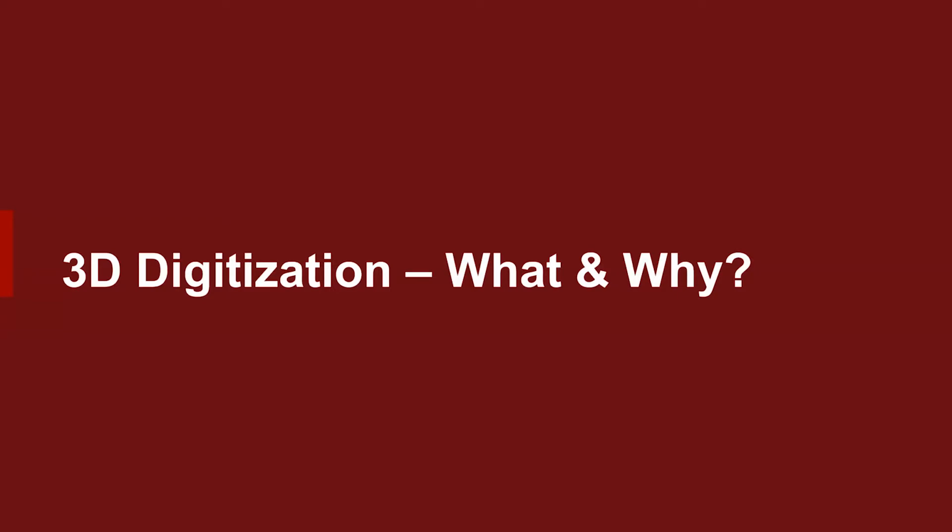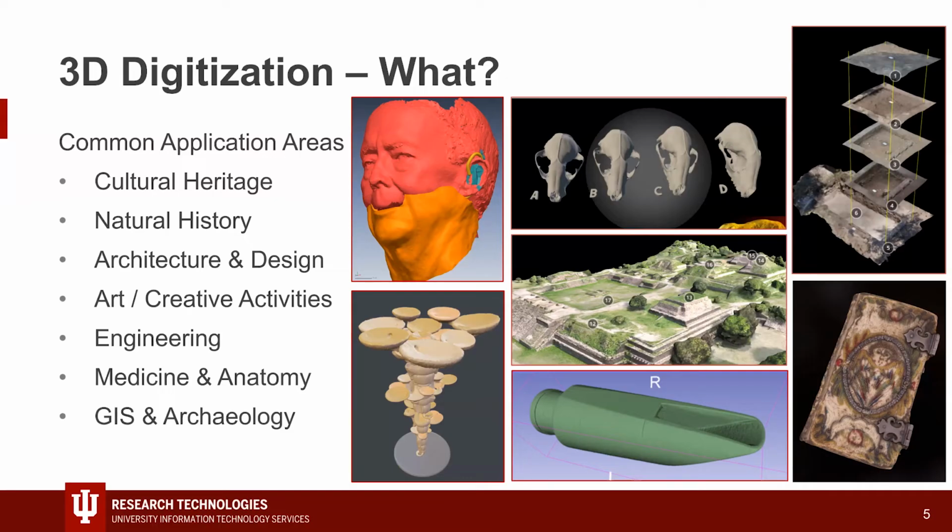So, what are the things you want to do? Common application areas include cultural heritage, natural history, architecture and design, art and creative activities, engineering, medicine and anatomy, and GIS and archaeology. This is one of the more famous ones. This is where they recreated a mandible for a gentleman who had it eaten away by cancer. This is from Cody Warner's Places and Spaces. It took a fair amount of hand modeling to create this one.